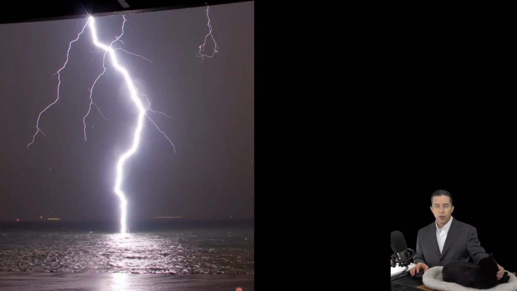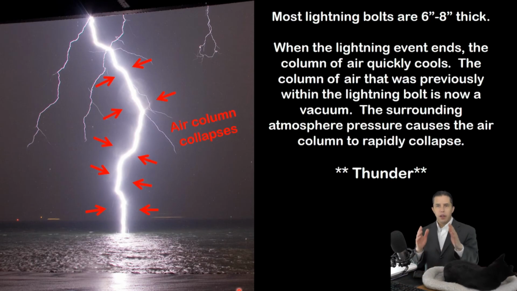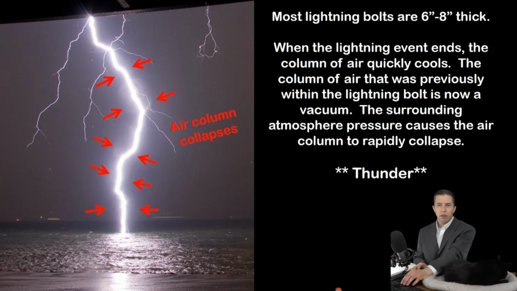So associated with lightning is thunder. The lightning bolt itself is about 6 to 8 inches wide. During that brief instant when electricity is flowing through the lightning bolt, you've got this 6 to 8 inch air column that's being heated to thousands of degrees. And when you heat air, air expands. So as the lightning is happening, the air in that column is being pushed out because it's so hot. But then, when the lightning's over with, there's nothing to keep that air column hot. There's very little air in there, and it's like a vacuum. And the surrounding air slaps that column back together, and that's what makes thunder. So every time you have lightning, it's generating thunder.